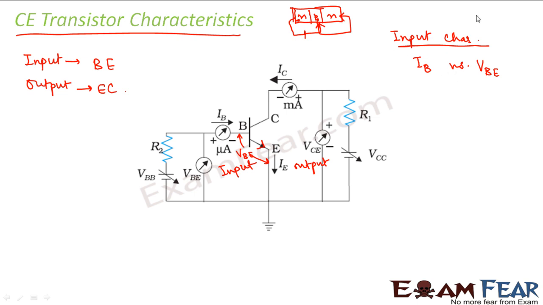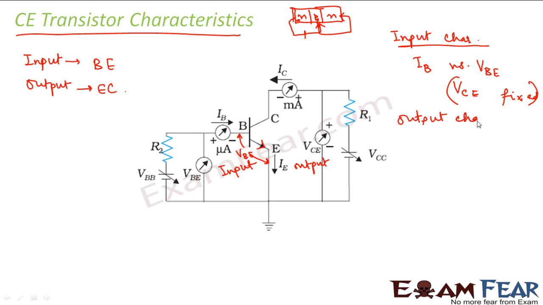So when we study the input characteristics, we will see the variation of current IB with VBE. And in this case, we will keep the output voltage constant. That means we will keep VCE fixed, because right now we are not bothered about the output. We are only focusing on input, so we will keep the output voltage fixed.